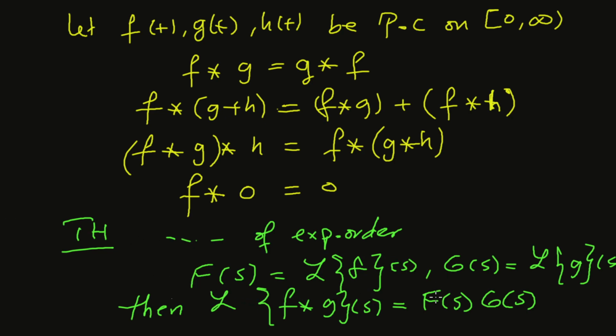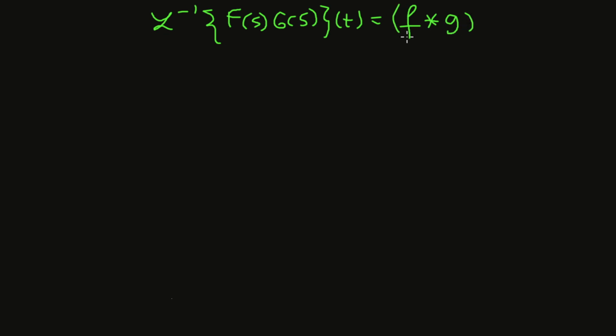And let's do a switch for it, which means the inverse. So now you know the inverse of this right hand side on t is going to equal the convolution. So the inverse of the right hand side on t is going to be this convolution on t.